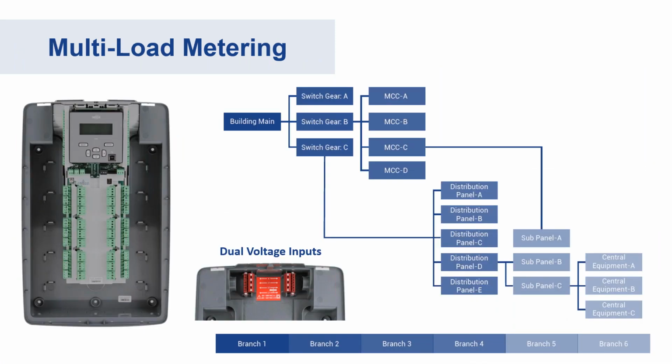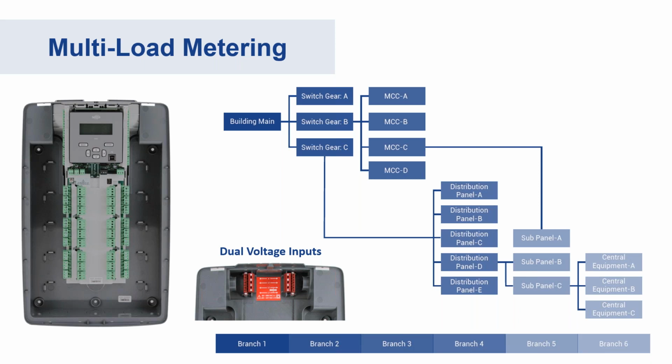The concept of multi-load metering is, in a single configuration of either the SPM48 or the SPM12, I can have dual voltage inputs, so I can bring both my single phase and my 3-phase into the same meter. And then I can look at the building main, I can look at switchgear or MCCs, my distribution panels and sub panels, and even down to electrical equipment, and bring all of that into the same meter. So that's the concept of multi-load metering.